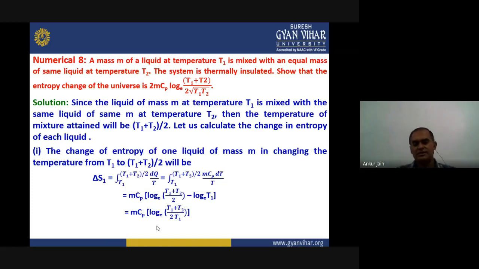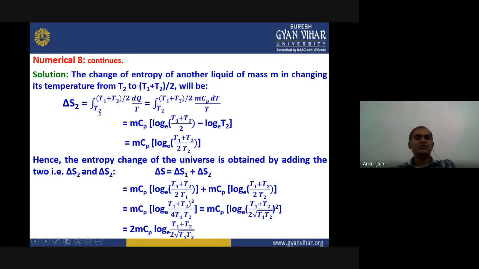Now in the next step, we will consider the second liquid going to the mixture, from T2 to (T1 plus T2) divided by 2 temperature. Very similar to this, we can write delta S2 equals the integral from T2 to (T1 plus T2) divided by 2 of dQ upon T. We can replace this dQ as m Cp dT divided by T. m Cp is constant, so we will take it out and it will become log (T1 plus T2) divided by 2 minus log T2. If we combine these two together, it can be written as m Cp log base e of (T1 plus T2) divided by 2T2.